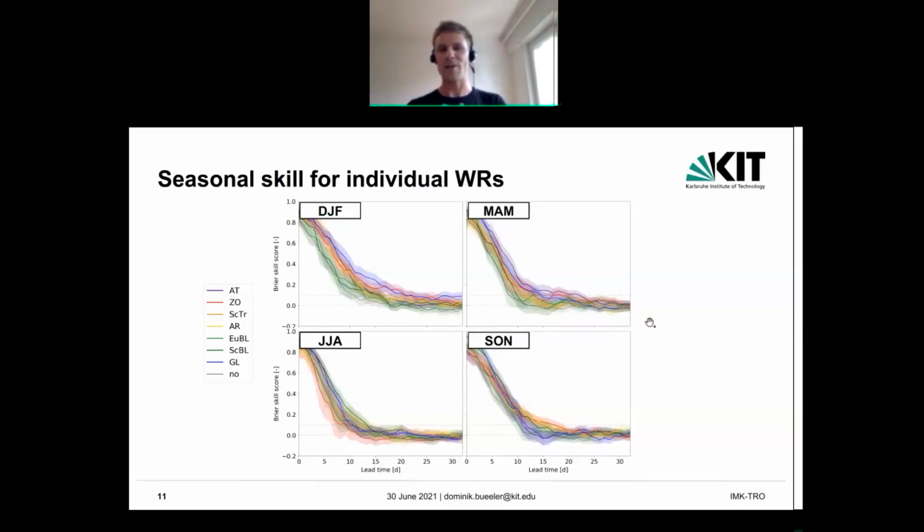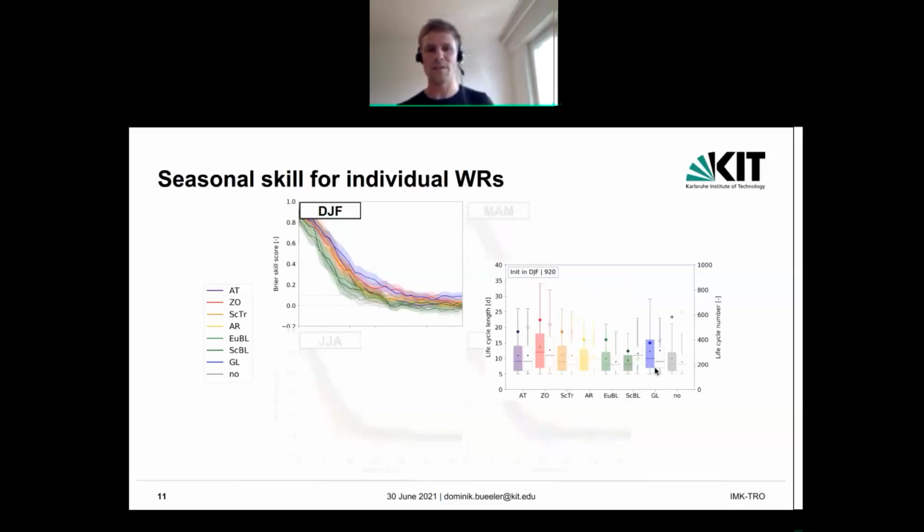And of course, the question is now, if we want to improve models, where do these differences come from? Of course, that's a very complex question, but maybe one thing that we should focus on is differences in intrinsic predictability. And these are for sure to some degree related to the differences in persistence. So for instance, the Greenland and the zonal regime, these 2 NAO type regimes, their good skill is certainly driven by their long persistence. Whereas the European blocking, which is the least persistent one, might also contribute to its bad skill.